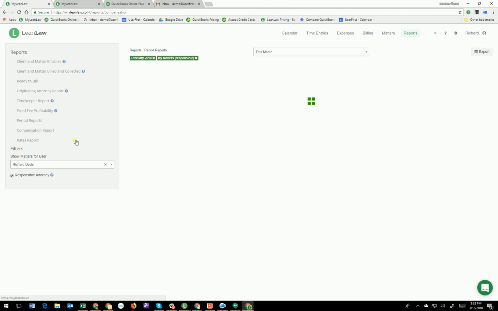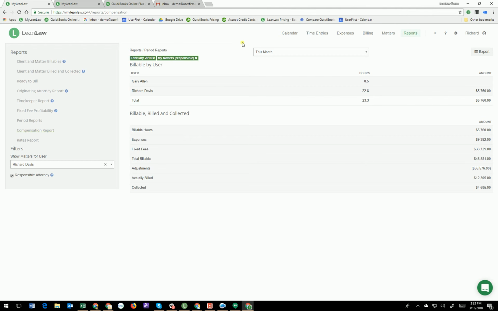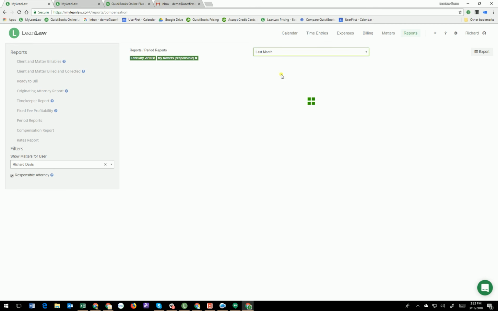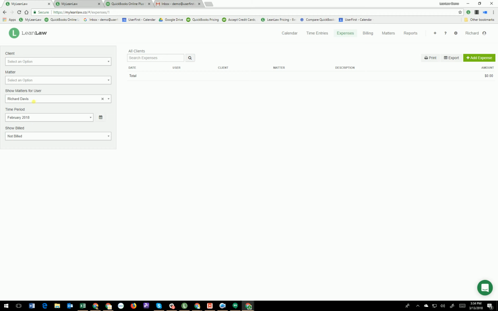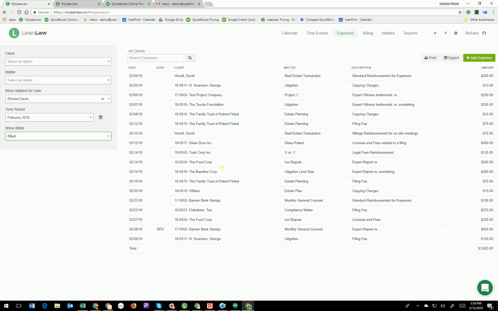Last thing, talking about compensation reports. If we go back to last month, I just want to show you a little bit more detail. So this would be last month, which would be February. You'll see $3,683. If I wanted a detailed expense report as to what those specific expenses were, I could pick Richard Davis, the user, the month. I'm going to say billed, and you'll see that that number matches, and that is the summary of all the expenses that were added to the invoices.